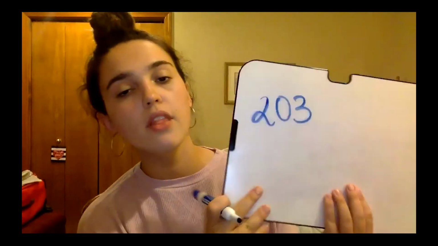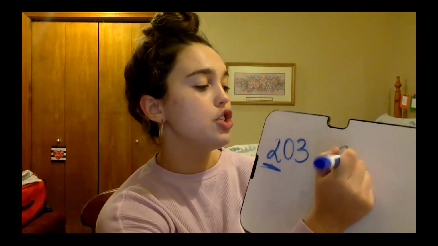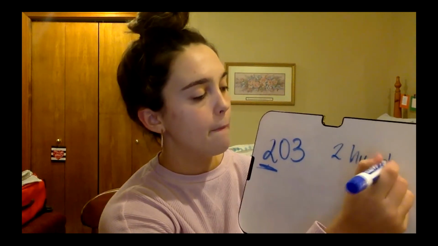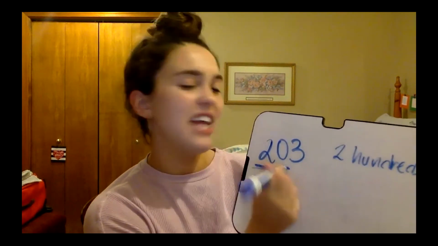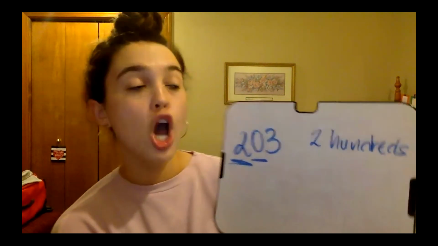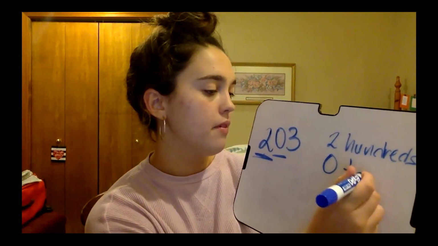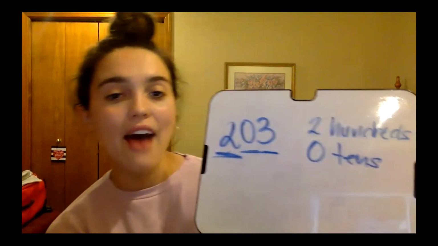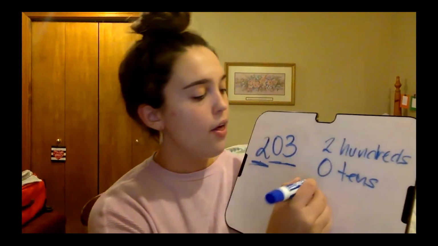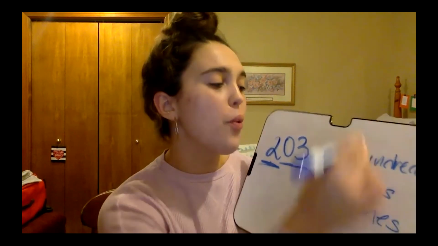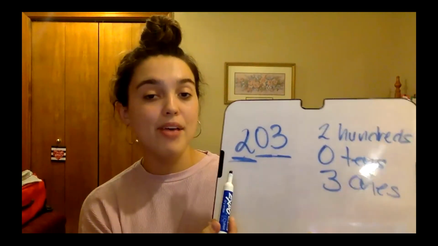All right, for our next one, we are going to look at 203. Okay, how many hundreds do we have here? Do we have hundreds? Yep, we do have hundreds. So we have 2 hundreds. Let's look. Do we have tens? No tens. And how many ones do we have here? 3 ones. Awesome. So we know that these are what make up this number.